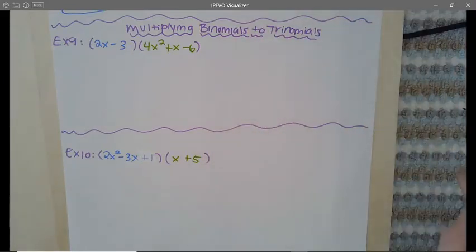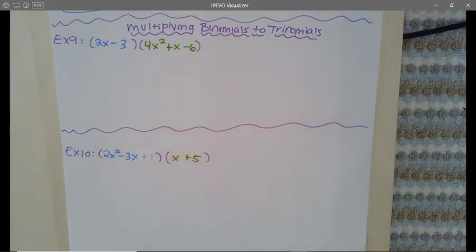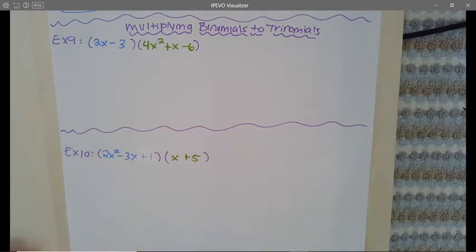In example 9 and 10, we're going to talk about how to multiply a binomial to a trinomial. So now we're going to be multiplying polynomials that have 2 terms to polynomials that have 3 terms. Well guess what, you guys? It is the same exact process that we have been doing. All you're doing is distributing several times.